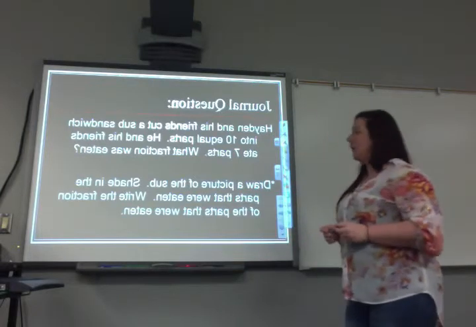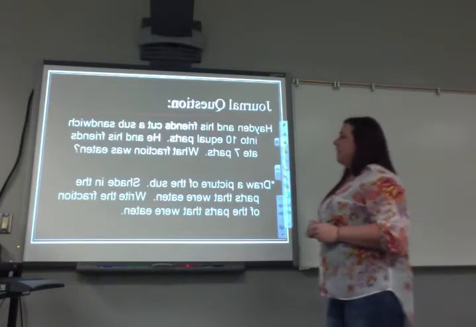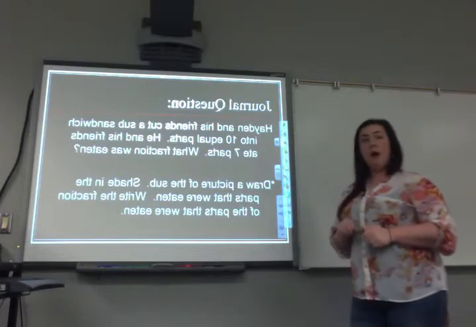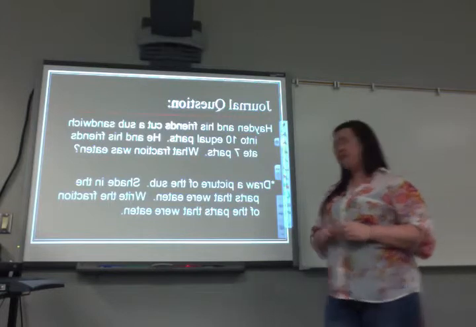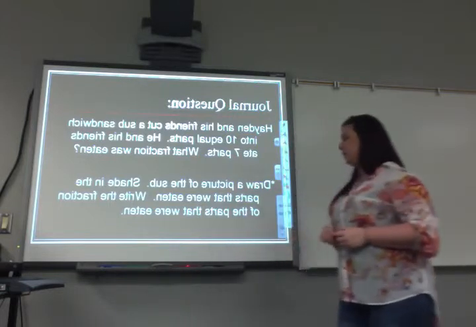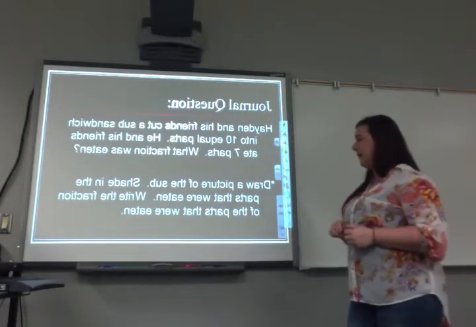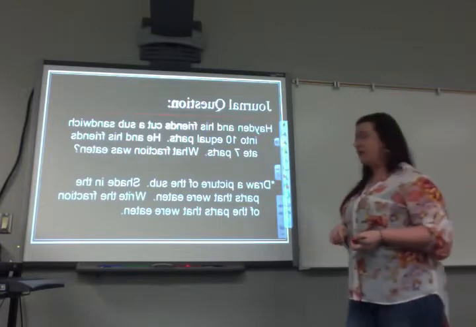Okay, for our journal question, Hayden and his friends cut a sub sandwich into 10 equal parts. He and his friends ate 7 parts. What fraction was eaten? So we're going to draw a picture of the sub, and then we're going to shade in the parts that were eaten. And then we're going to write the fraction out in number form.